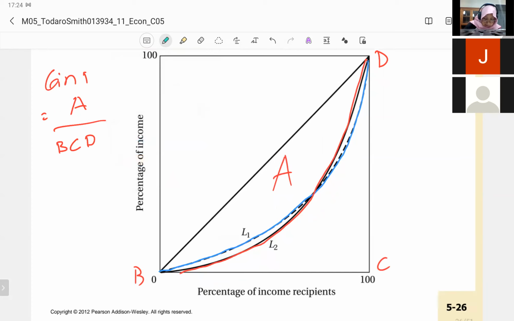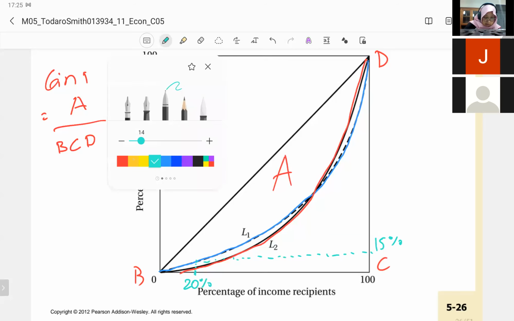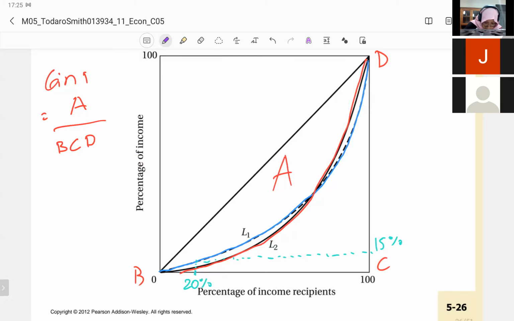So in the L1, for example, this is the poorest 20%. Their share of income used to be here. For example, the poorest 20% used to get, let's say, 15% of the total share of income. But now, because the Lorenz curve shifted, now they will only get up to this point. Actually, the inequality is getting worse, right, because now they only get 5%, for example.